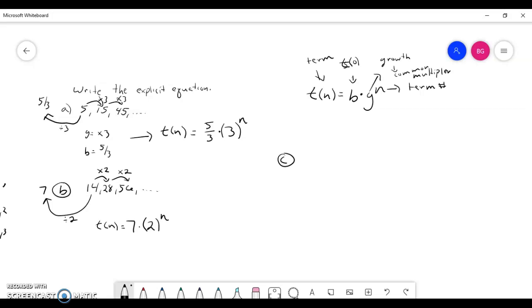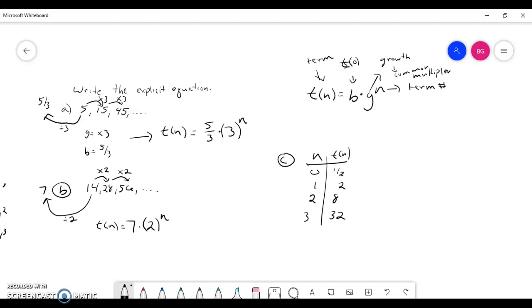All right, so I'm going to give you one more here, C. I'm going to give you a table here of 0, 1/2; 1, 2; 2, 8; 3, 32. I want you to pause the video and try and find the equation for this sequence. All right, so resuming the video here. Okay, so this one's a little tougher.